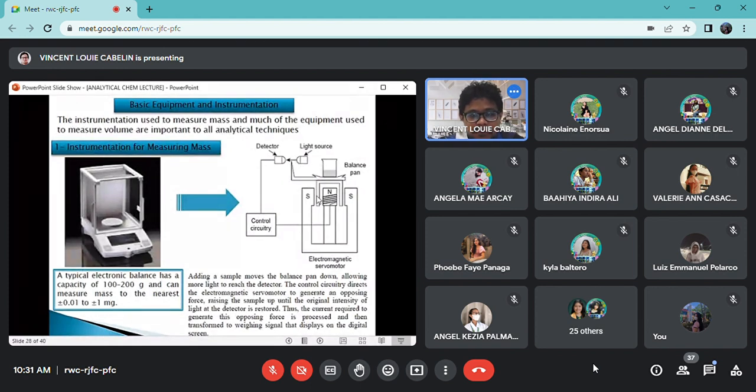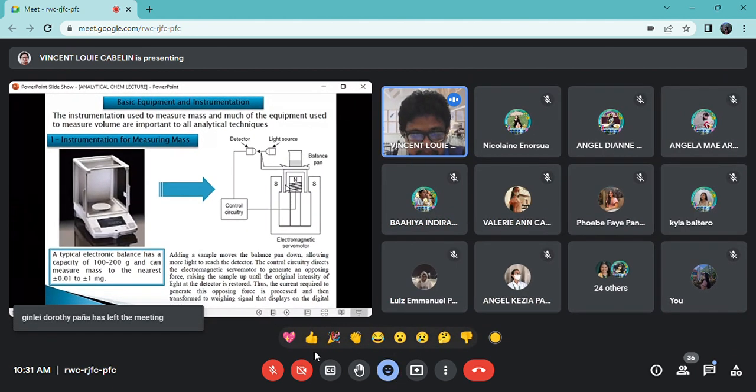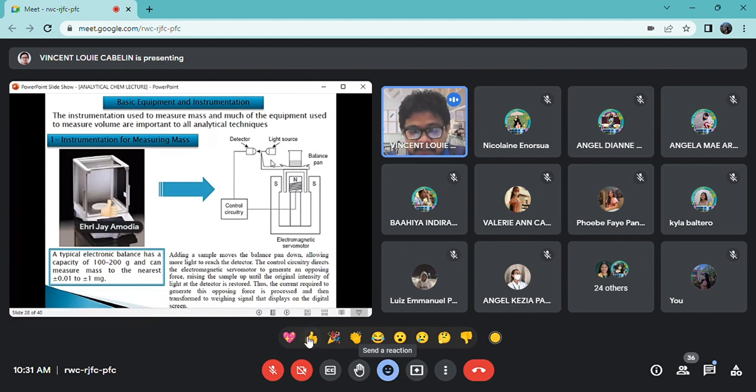When you put a weight on the balance here, can you see my cursor? Can you follow the movement of my cursor, guys? I hope so. Thumbs up if you can.